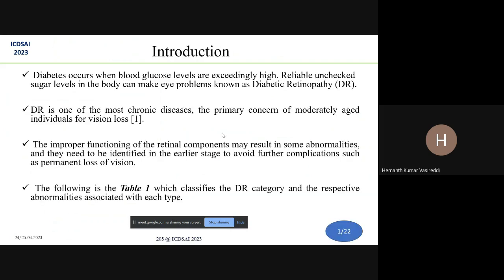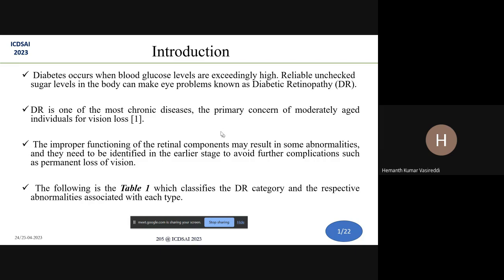Coming to the introduction part, diabetes is a disease which occurs when the sugar levels in the body are extremely high, and inconsistent sugar levels in the body can cause a problem known as diabetic retinopathy. It is one of the most chronic diseases seen in moderately aged people. One of the main reasons for its occurrence is identifying various abnormalities, be it microaneurysms, hemorrhages, exudates, both hard and soft exudates, and neovascularization.